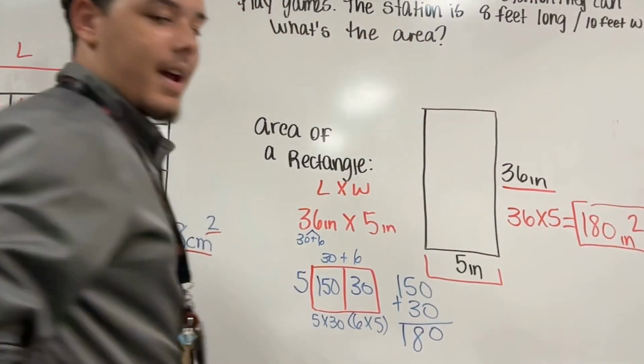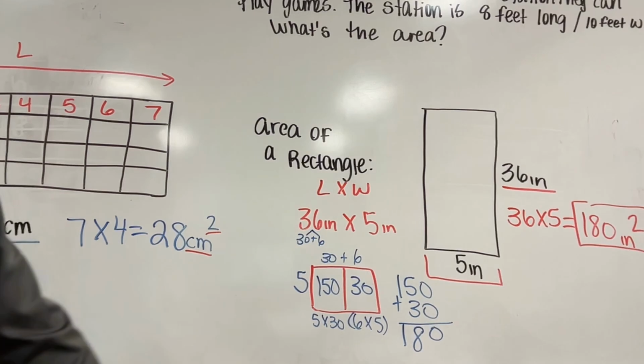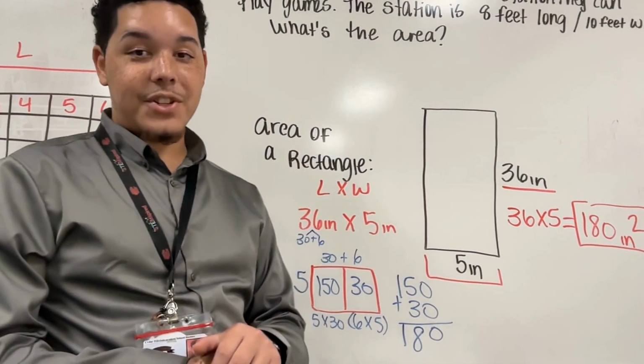So sometimes you will have big numbers like this, and you can always revert back to your strategy of using an area model, especially when you have a 2-digit by a 1-digit number. That's okay. That's why you've already learned that strategy there.